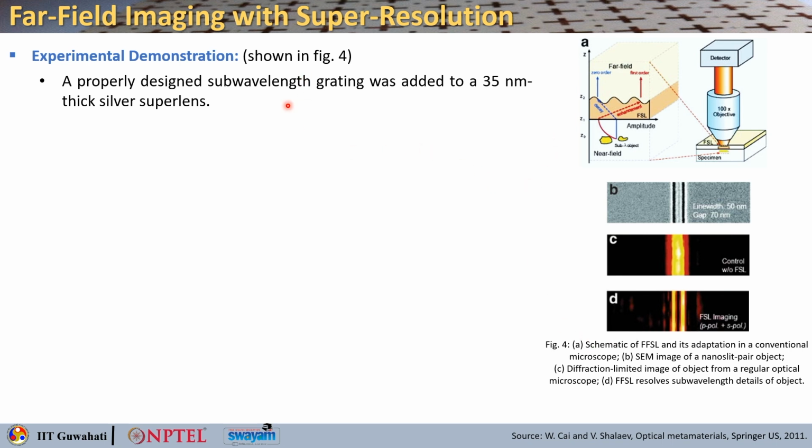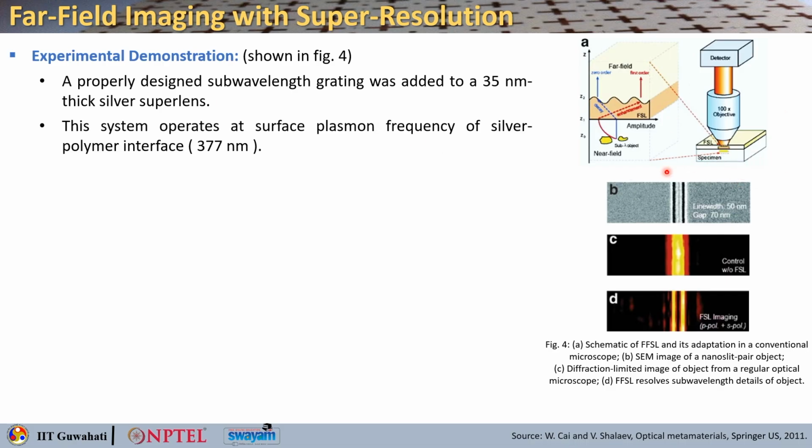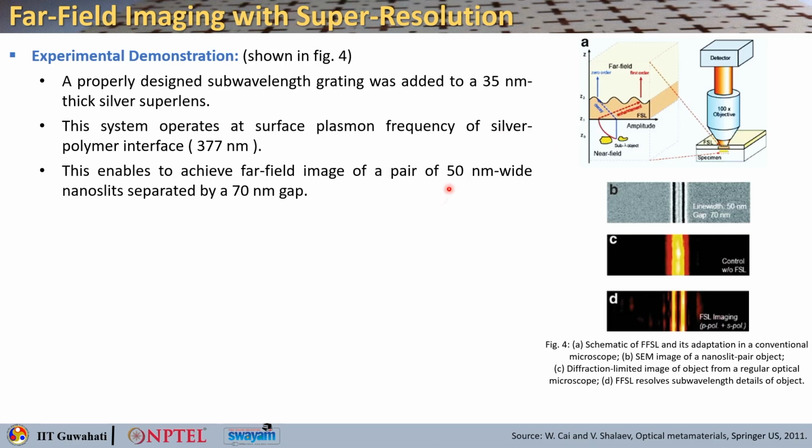So, here are some specifications of this particular far field super lens. They have used a properly designed sub-wavelength grating that was added to a 35 nanometer thick silver super lens. The system operates at the surface plasmon frequency of the silver polymer interface, that is 377 nanometer, and this has enabled the far field image of a pair of 50 nanometer wide nano slits, separated by a 70 nanometer gap. You can see these values are much sub-wavelength as compared to the wavelength involved here.